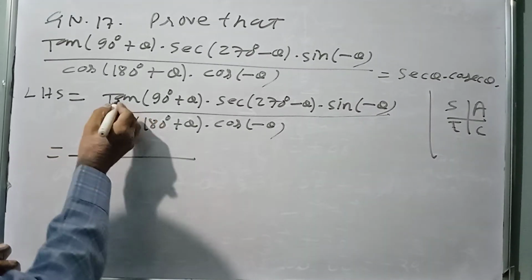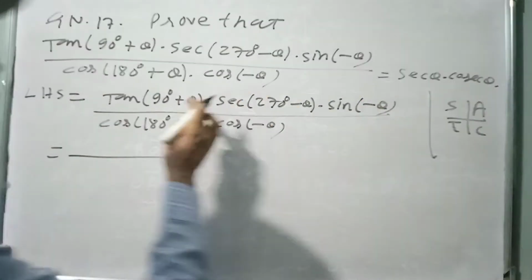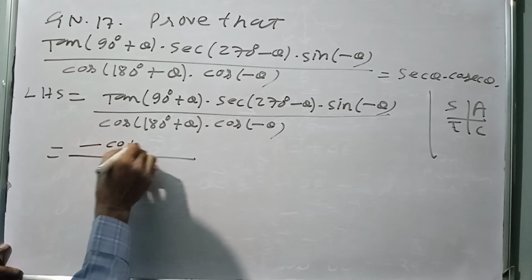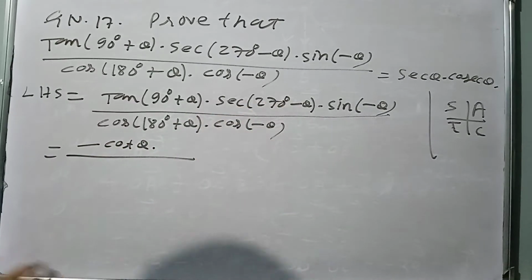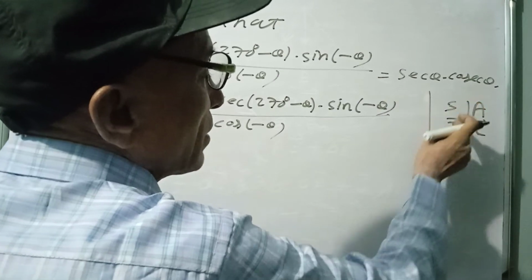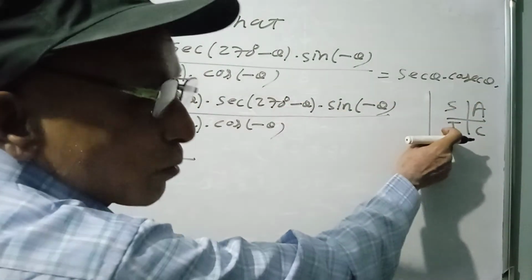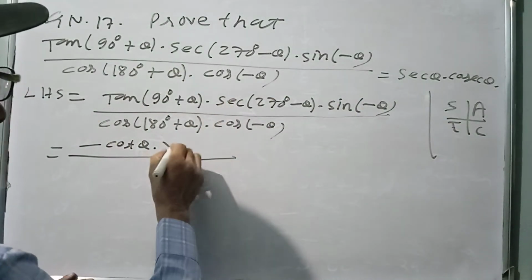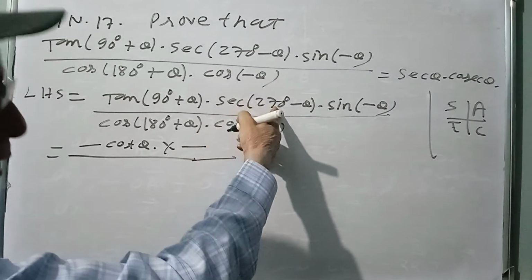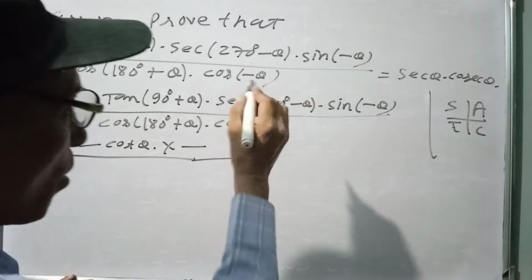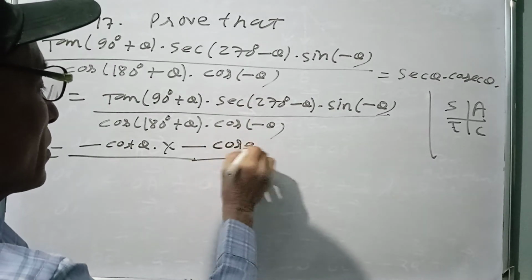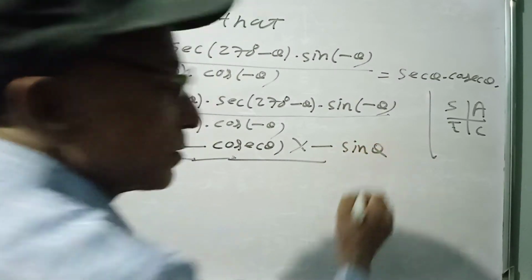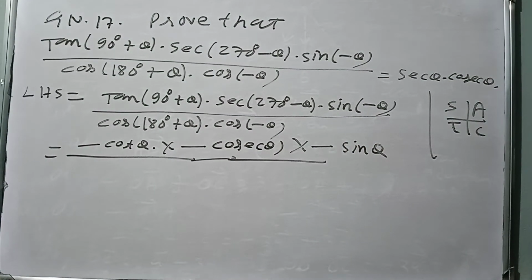So tan(90 degree plus theta), second quadrant, 90 coefficient is odd, so tan(90 degree plus theta) is minus cot theta. Sec(270 minus theta): 3 into 90, third quadrant, tan and cot positive, sec is negative, so write minus; 3 into 90 is an odd coefficient, so sec becomes cosec theta. Sin(minus A) is minus sin A. This is the formula. Only cos and sec are positive, others negative.